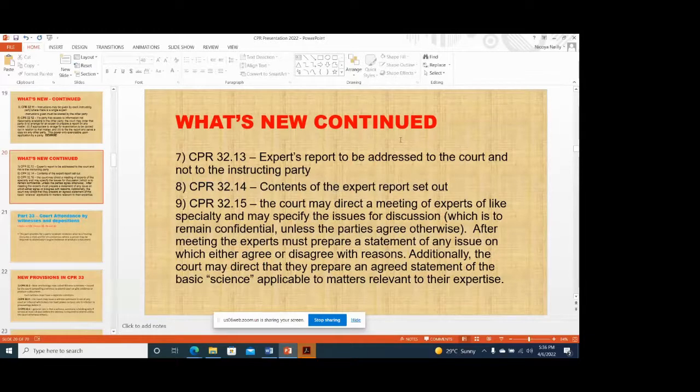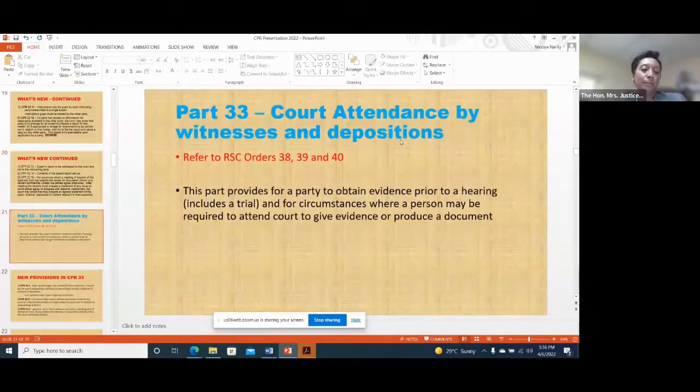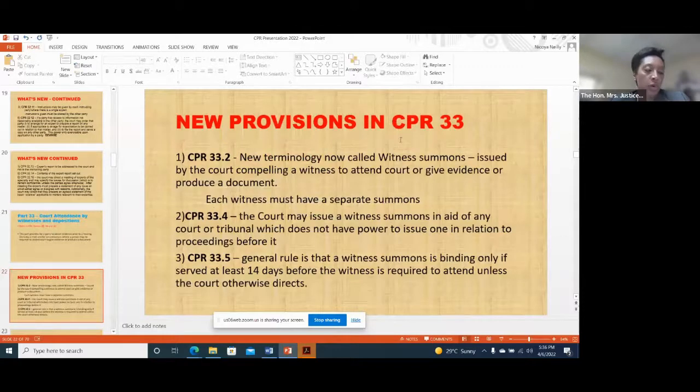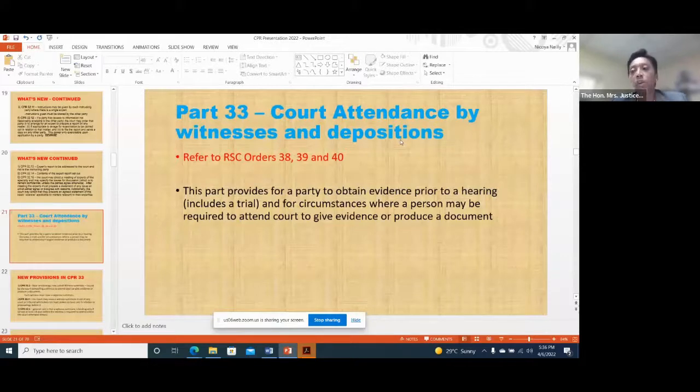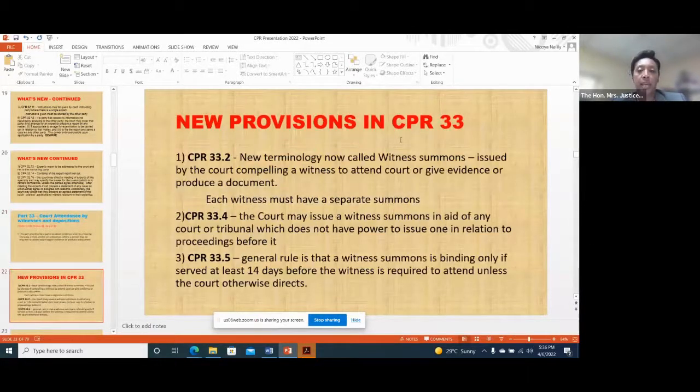No. Okay, all right. So part 33, which is court attendances by witnesses and depositions. Now, this part provides for a party to obtain evidence prior to a hearing, including a trial, and for circumstances where a person may be required to attend court to give evidence or produce a document. So everyone knows the subpoena. There is no subpoena. There is a subpoena, but the nomenclature subpoena has left us. So we now use the term witness summonses.